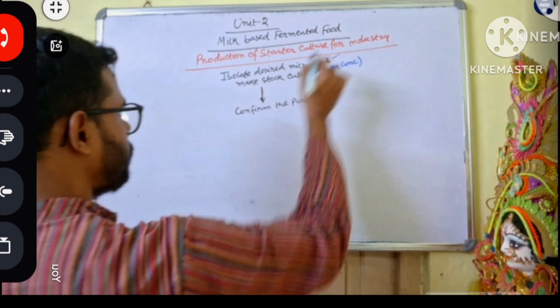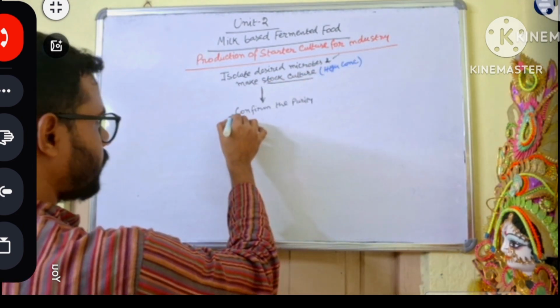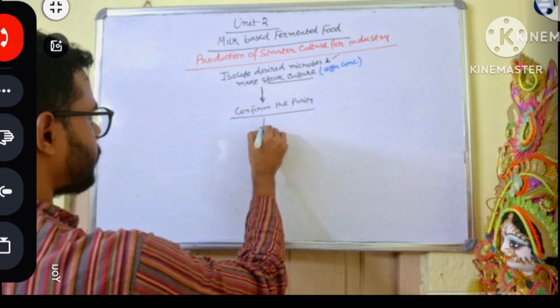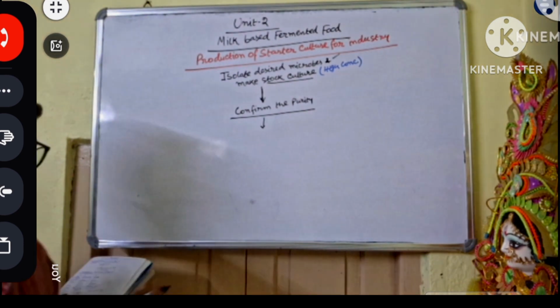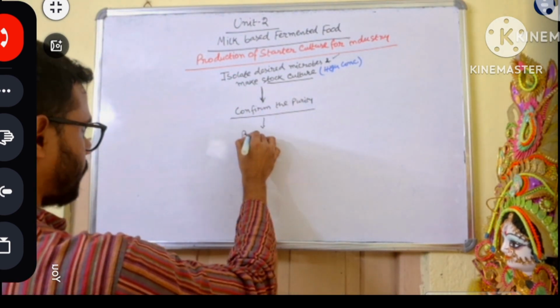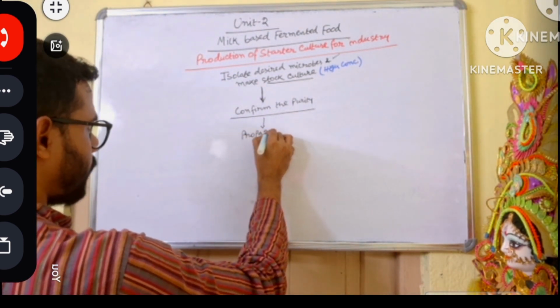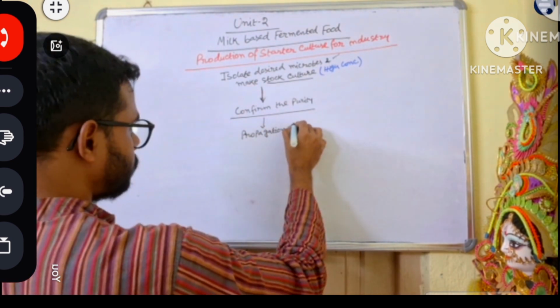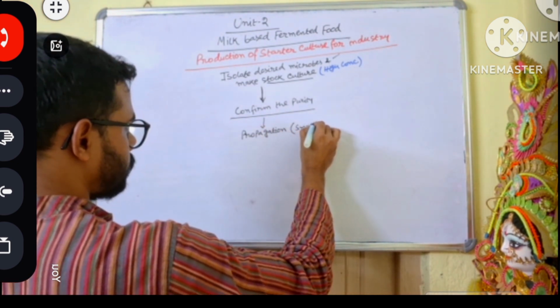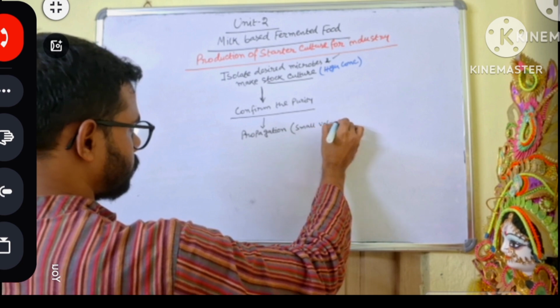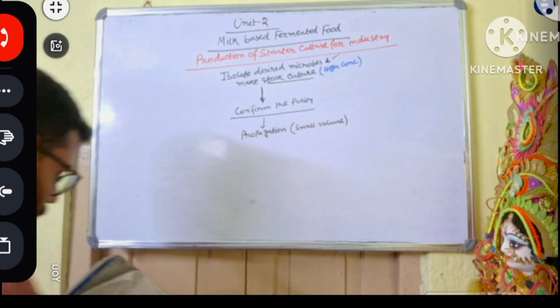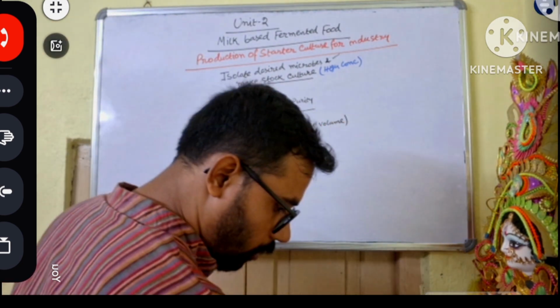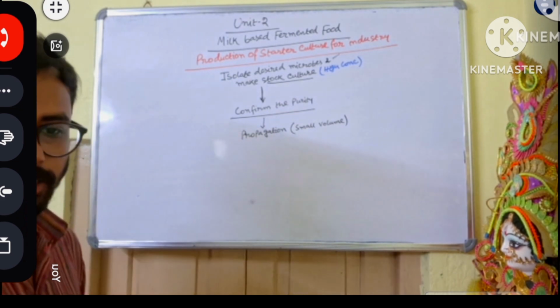So after isolation, make the stock culture, then confirm the purity testing. After confirmation, propagate. Fast propagation is done in a small volume, because the pH also should be adjusted.